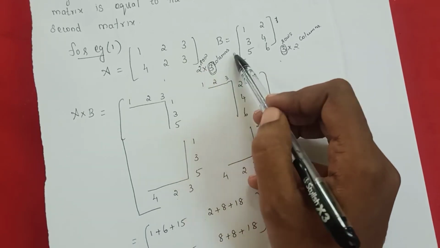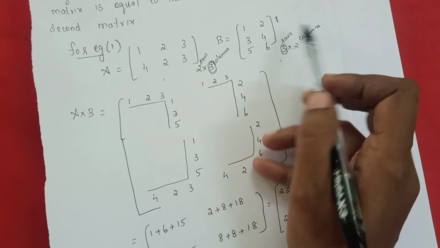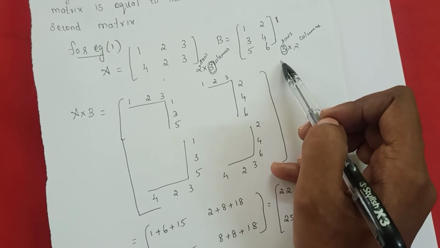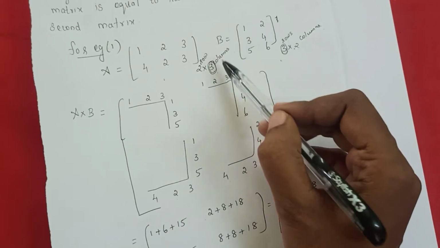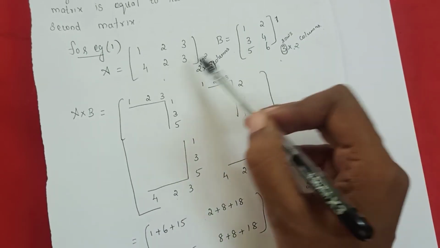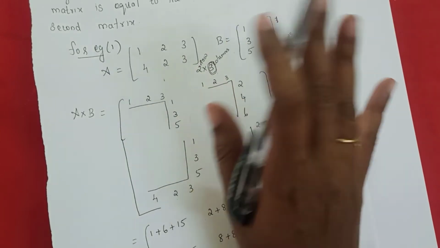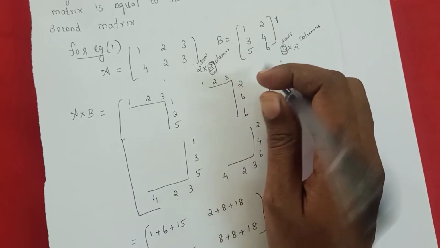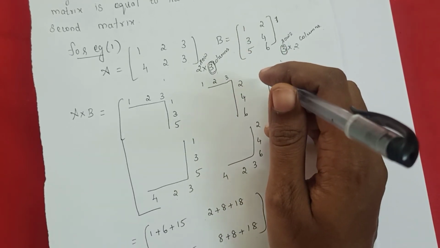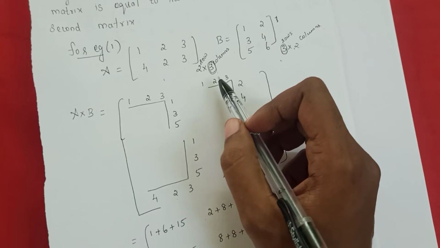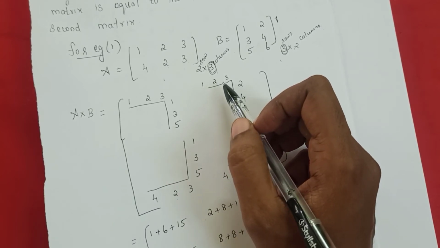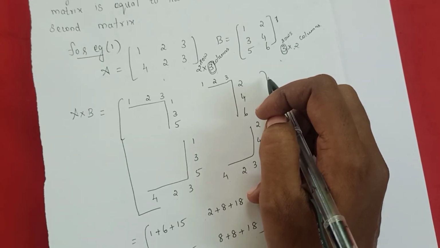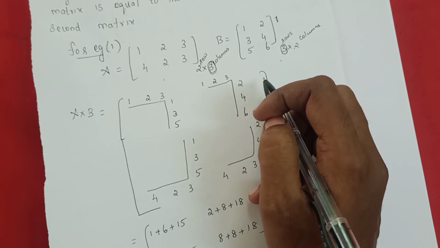Here, 2 rows 3 columns; here, 3 rows 2 columns. So the number of columns in the first matrix is equal to the number of rows in the second matrix. Then only we can multiply, otherwise we can't. Sometimes, if the given matrices don't satisfy this condition, what do you need to conclude? Since the number of columns in the first matrix is not equal to the number of rows in the second matrix, therefore we can't find the product. That we need to conclude.